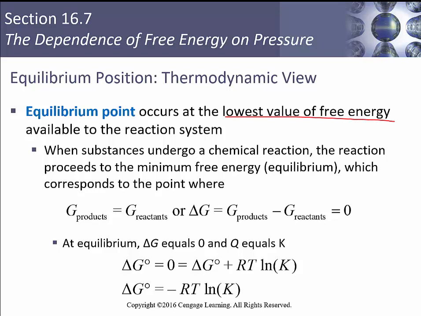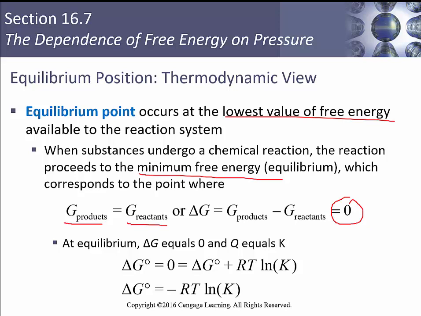So when substances undergo a chemical reaction, the reaction proceeds to the minimum free energy, equilibrium, which corresponds to a point where the energy of the products is equal to the energy of the reactants, or we could say that the energy of the products minus the energy of the reactants is 0. So delta G is equal to 0. At equilibrium, delta G is equal to 0, and Q is equal to K.